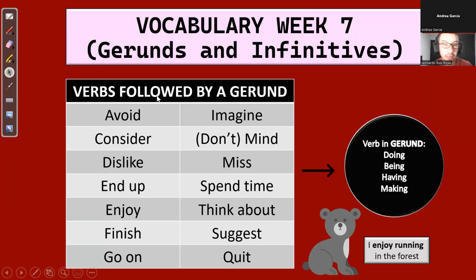The first thing is that we have to take into account what kind of verb we have. For example, we can have the verbs followed by gerund. Verbs like avoid, consider, dislike, end up, which is like result, enjoy, finish, go on, which is like continue, imagine, don't mind, which is like don't have problems with, miss, spend time doing something, think about doing something, and suggest doing something. And quit is the one in the last part. All of these verbs are normally always followed by gerunds, right?